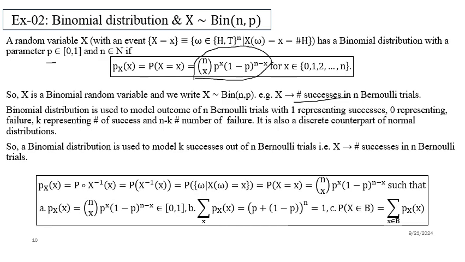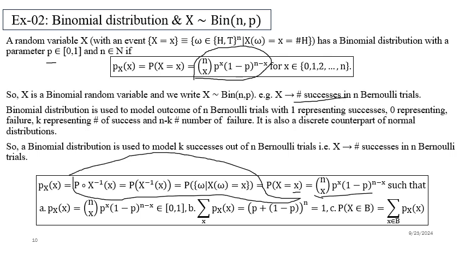So again, if you talk about the probability mass function of the binomial random variable in a more explicit form: p of x, the value of the probability mass function at x, is the probability that X observes the value small x, and that is defined as n choose x, p to the power x, 1 minus p to the power n minus x. This we call the binomial distribution.